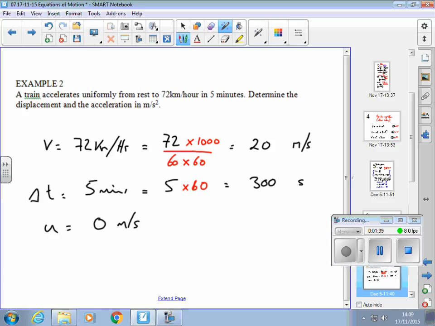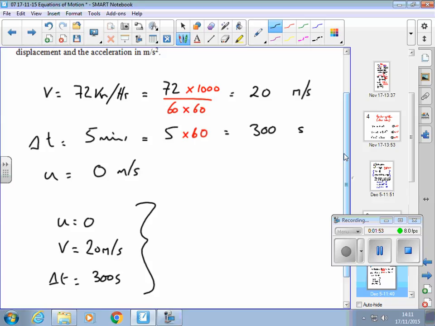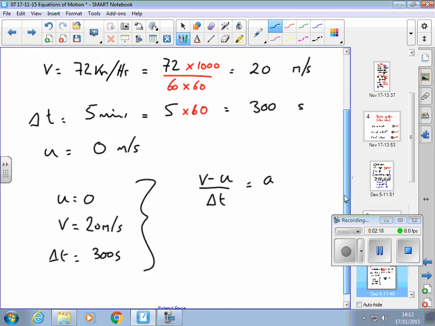We can now determine the displacement. We've got two things to find, the displacement and the acceleration. Okay, so we've got the information after the displacement and the acceleration. Suggestions for a formula that might be useful. So, yeah, to work out the acceleration, that's v minus u over delta t. We know v, we know u, and we know delta t. So we can do it.